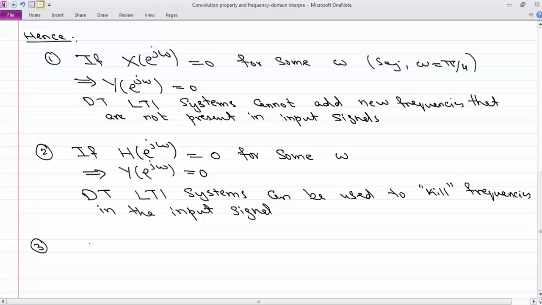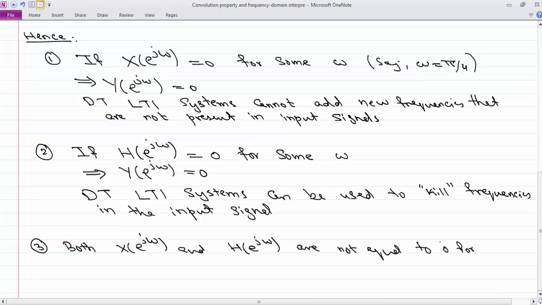The third is that, so let's now assume we have already covered the case that either the input signal has no frequency or the impulse response's frequency is 0 at a certain point. Now let's take the case that both X of e to the j omega and H of e to the j omega are not equal to 0 for some omega. So let's say omega is pi by 2, neither X e to the j omega is 0 nor H e to the j omega is 0. What happens to the output?